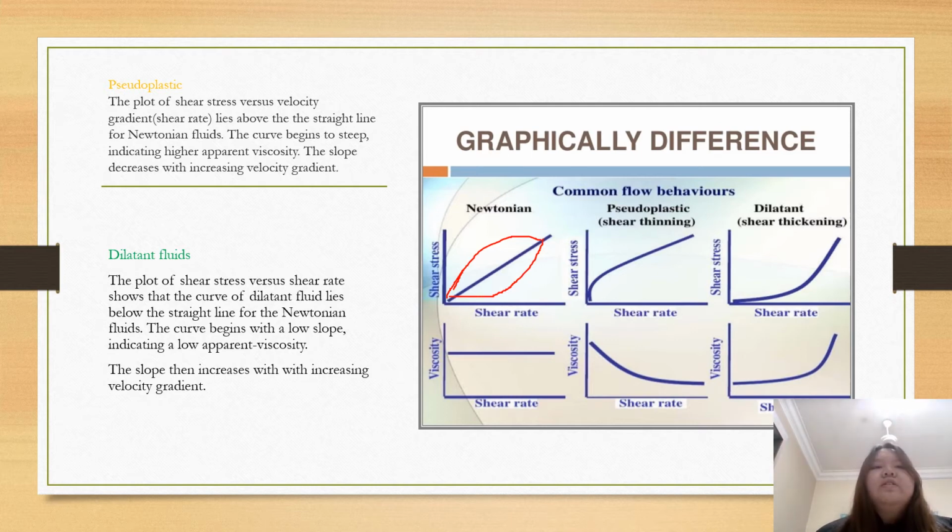For the dilatant fluids, in the plot of shear stress versus shear rate, we can see the curve of dilatant fluids lies below the straight line for Newtonian fluids. The curve begins with a low slope, indicating a low apparent viscosity. The slope then increases with increasing velocity gradient here.